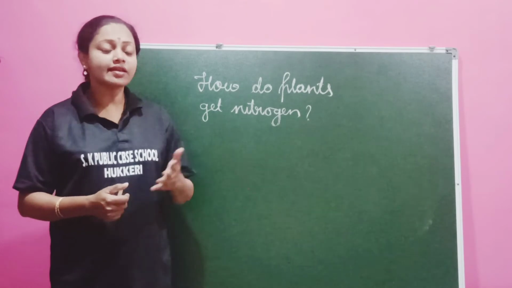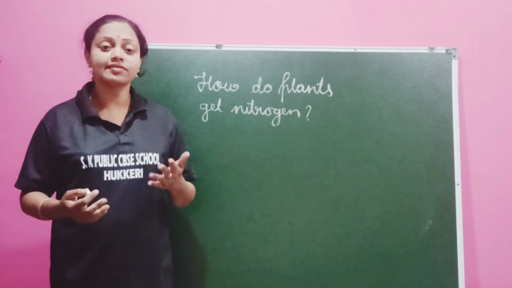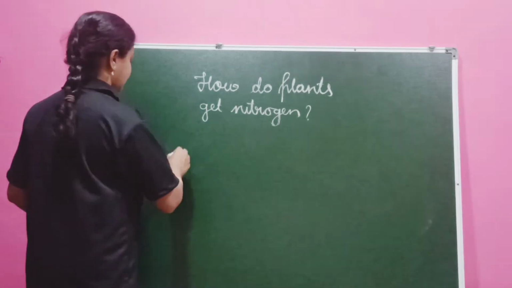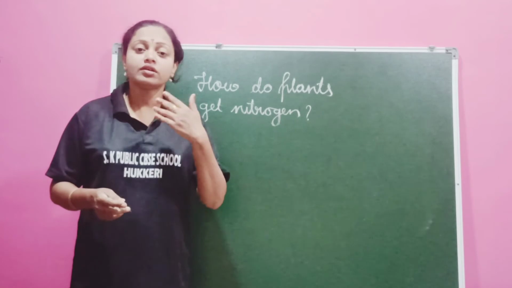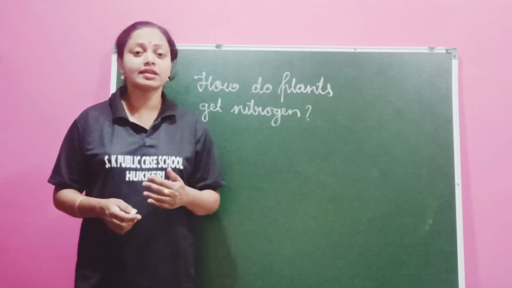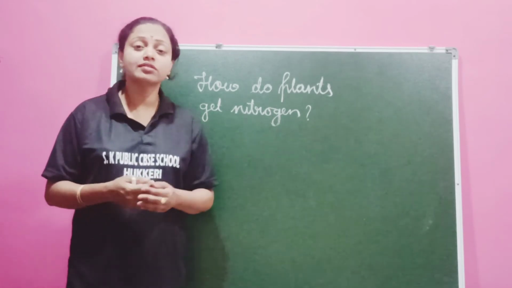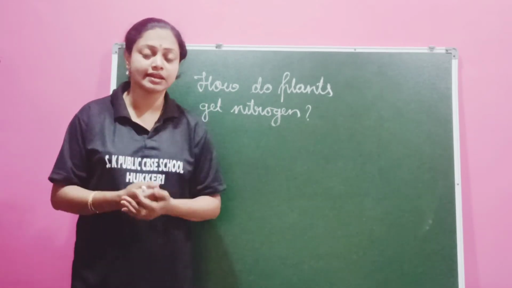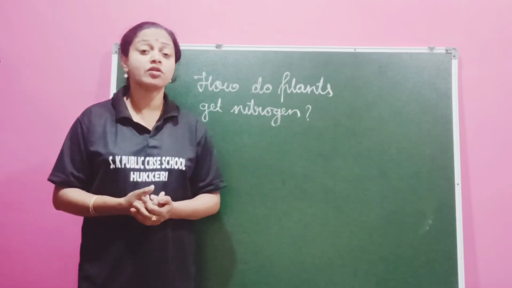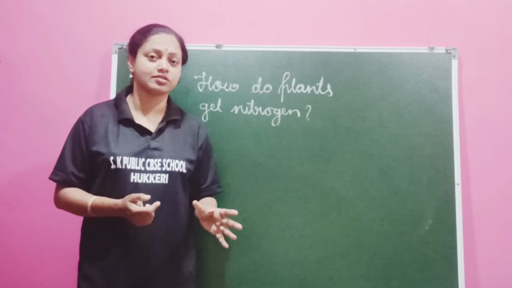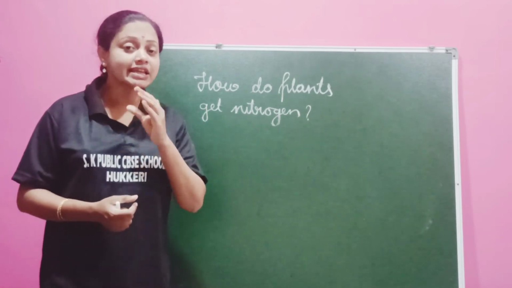So next is other modes of nutrition in plants. Let us study. There are some plants which do not have chlorophyll, meaning they are not green in color. You have seen a few plants that are completely yellow in color, and a few that are very red in color.